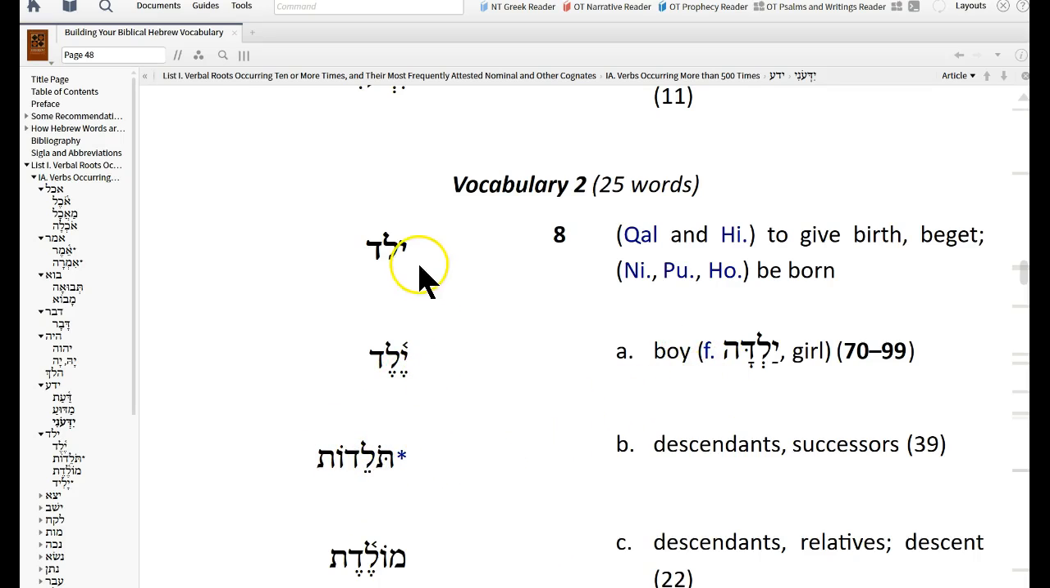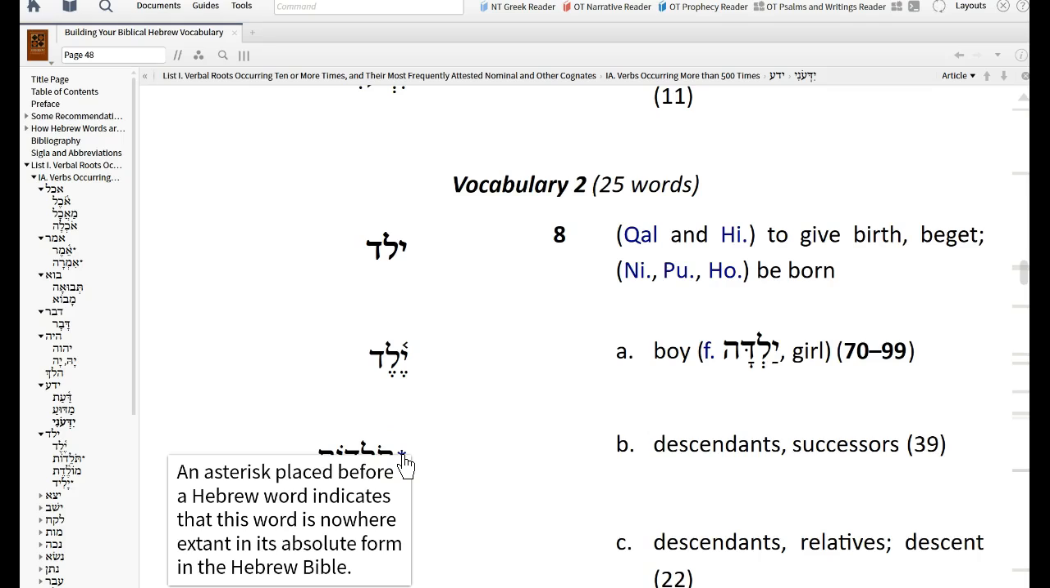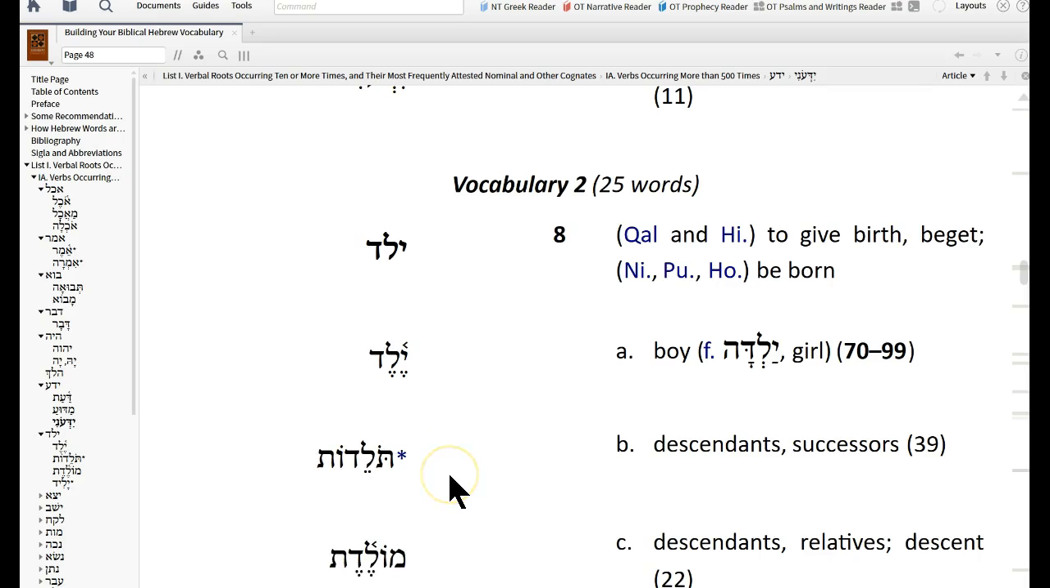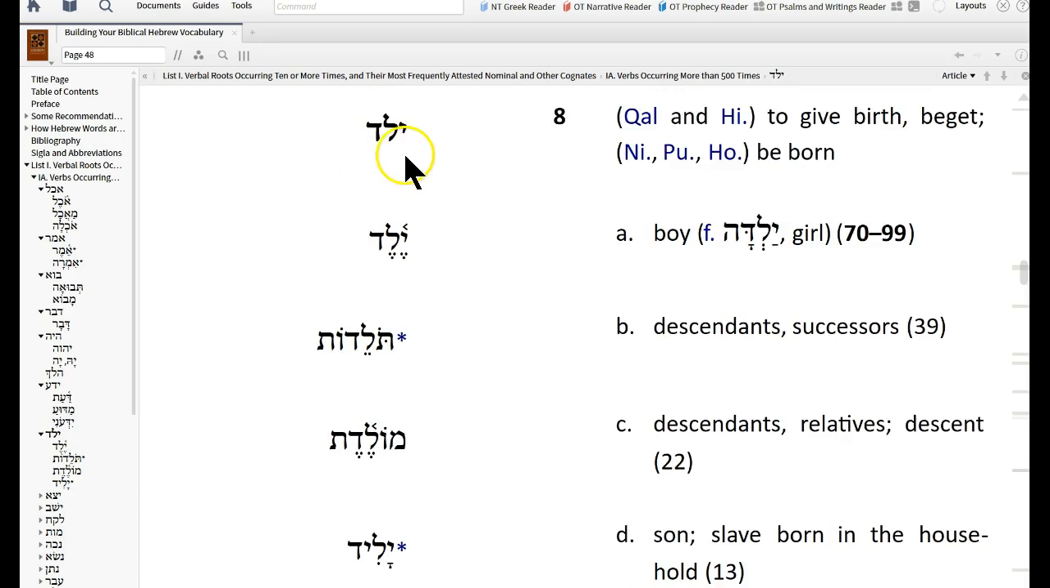Toledoth is descendants. The word may mean more than that. With these, or the Toledoth, the asterisk says that it's a word that only occurs in the Hebrew Bible. Yalad, moledeth, so we're going to learn segolets. This is a segolet word, descendants.